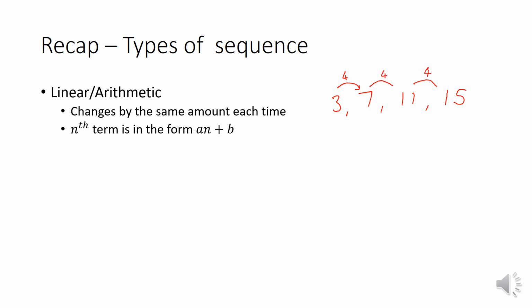So this one is an arithmetic sequence. And the nth term of this is in the form an plus b, so something n plus or minus something. In this case, we look at the difference and that tells us what number goes in front of the n, so it'd be 4n. And then to work out the plus whatever, we need to work out the 0th term, so in this case it'd be minus 1. So we'd have 4n minus 1, and that would be our nth term for this one.